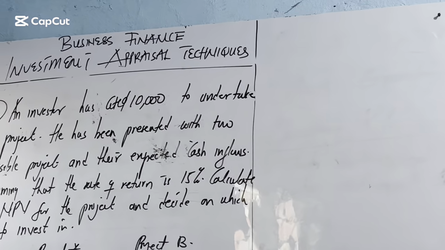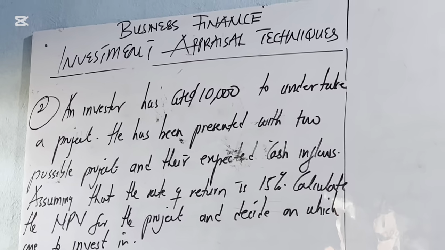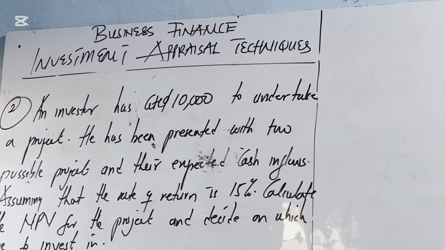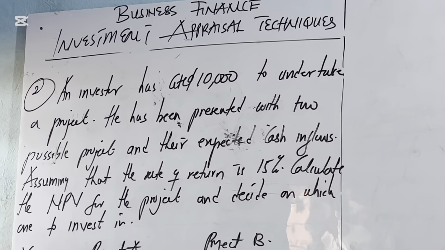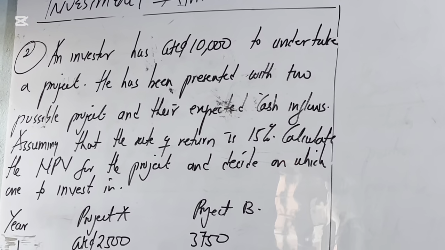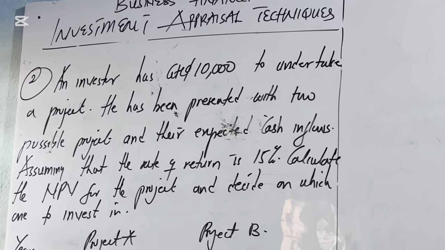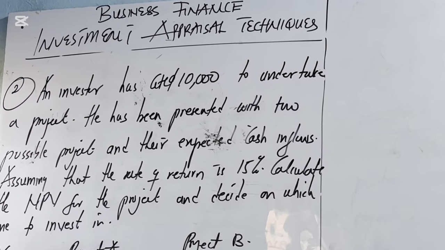All right, so we have this. In our example 2, we have an investor who has 10,000 Ghana cedis to invest to undertake a project. He has been presented with 2 possible projects and their expected cash inflows. Assuming that the rate of return is 15%, calculate the net present value for the project and decide which one to invest in. It's very, very simple.